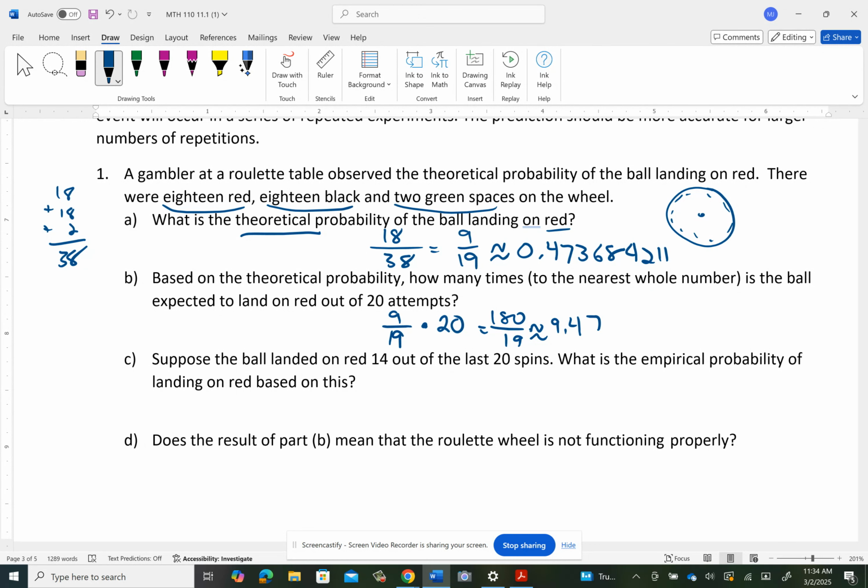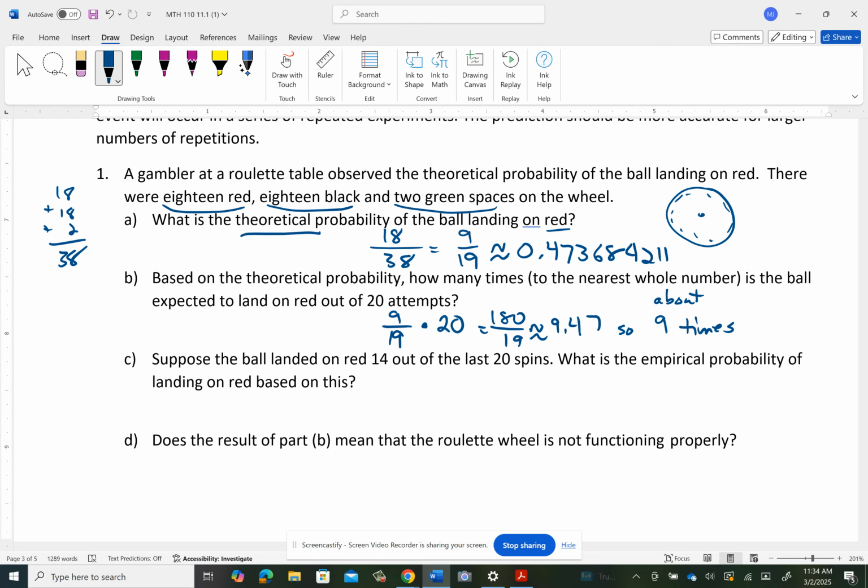Something's wrong with the setting on my calculator, but anyway, I'm trying to fix it real quick. It's like it's rounding when I don't want it to. Anyway, when I get that 9.47, then I'm thinking, oh, so I might expect it to land on red 9 times. So about 9 times.